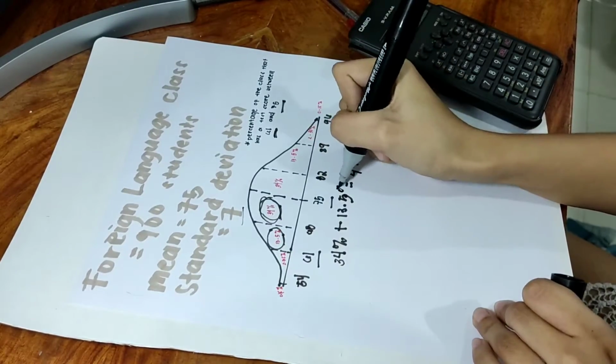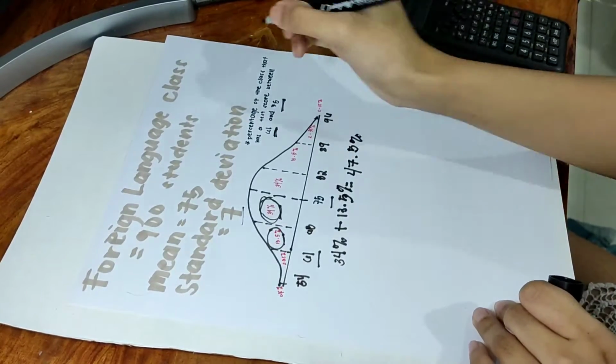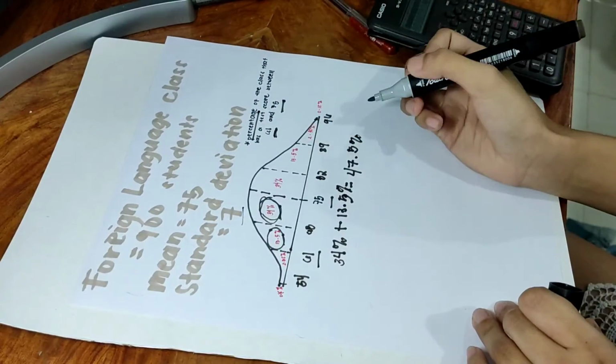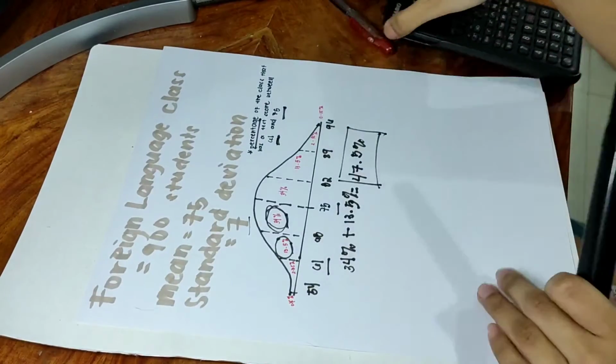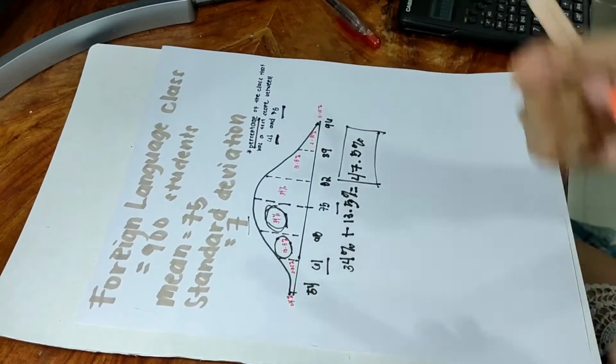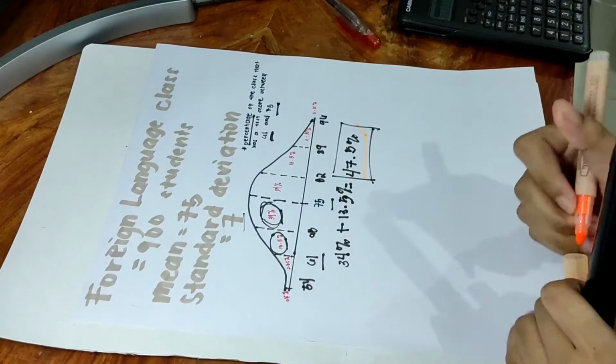47.5. Let's not forget the percentage sign, because what we are looking for is the percentage of the class. So, this is your total. Ganun lang kadali.